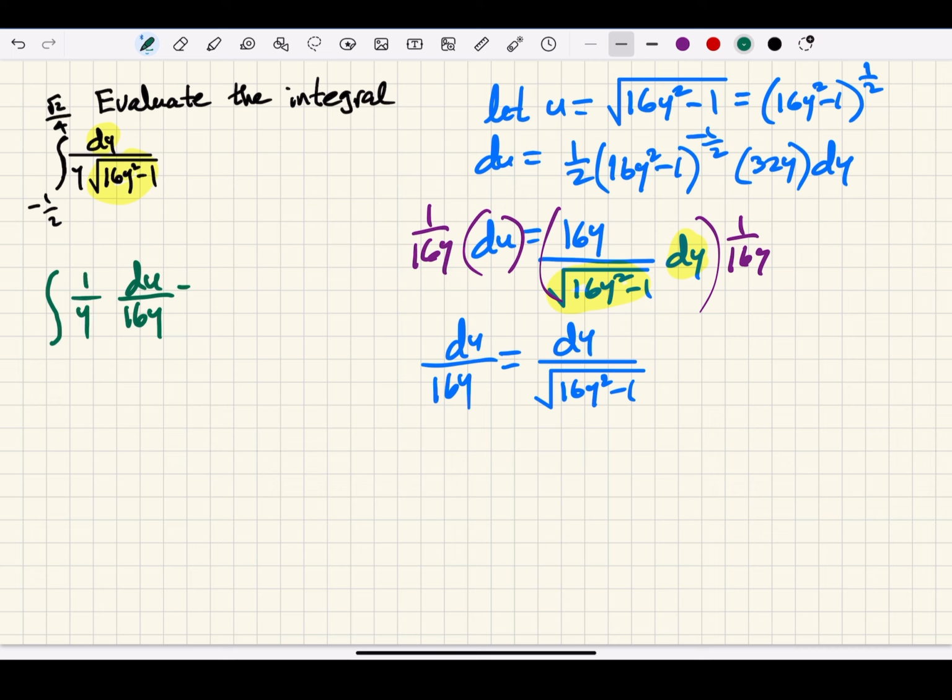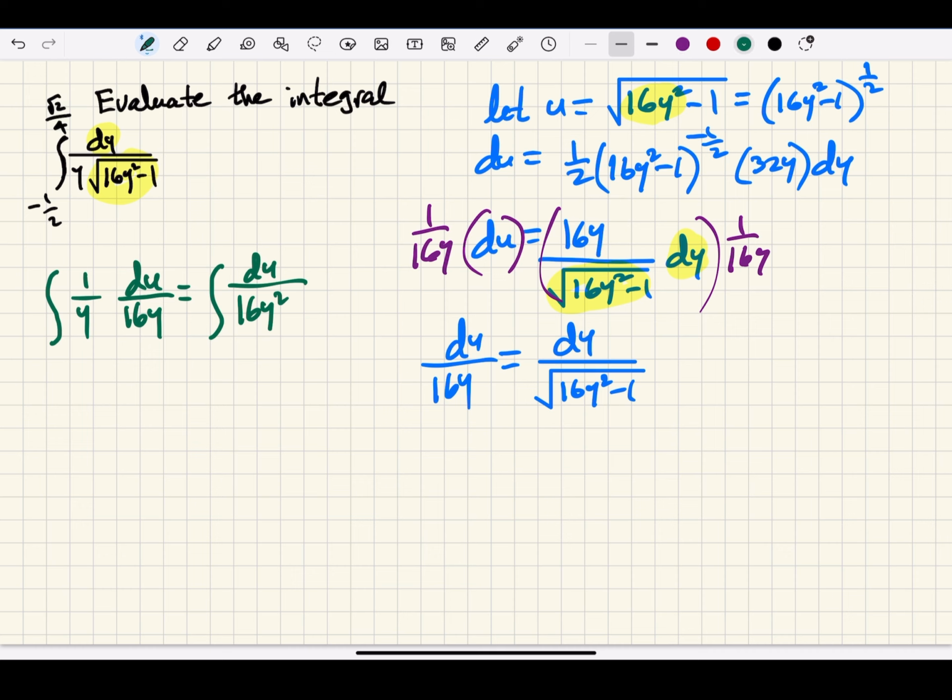Now what I would have is the integral of du over 16y squared. And of course, the problem is that I have two different variables here. So I'm going to go back and look at, well, what is 16y squared? I see it up here underneath this radical. So I'm going to work with that a little bit.